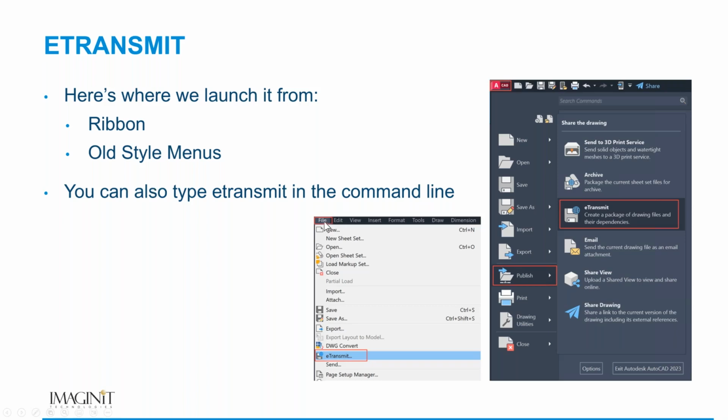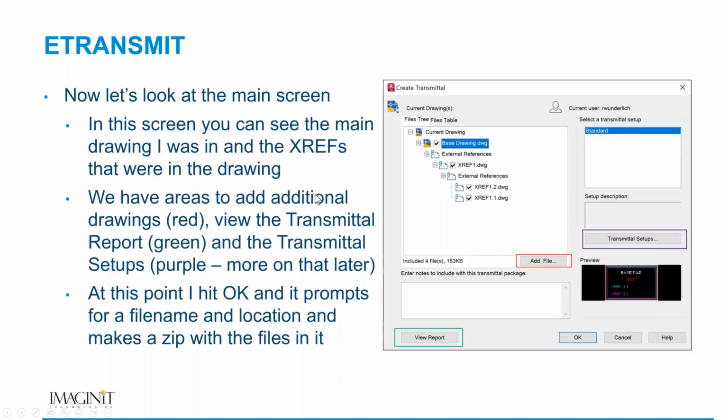So with the old style menus, you go to File, there's eTransmit, and you can also just type eTransmit into the command line. Now we're going to look at the main screen you get. So this is going to be the main screen that you see. This is the drawing we're actually going to be in.